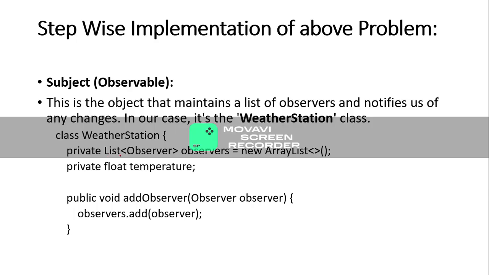Why you should create a list? Now you are going to add the observers in that list, and the value which you are going to update, you have to declare that value. So this is the method where you are going to add the observers, like which observer you want to add and where you are going to add it in the list.